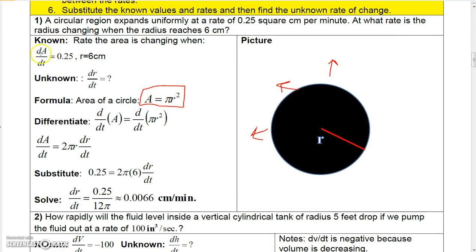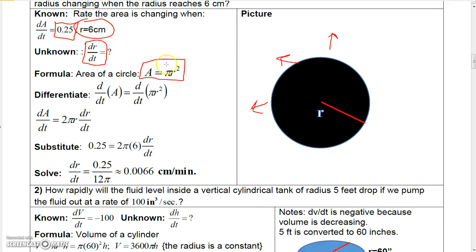Now, what is known? We know the change in area with respect to time is 0.25. And we want to know what rate the radius is changing with respect to time when the radius is 6. Now don't plug the 6 in yet, because you don't plug in the number till last. First thing I've got to do is find the related rates. So I need to take the derivative of this with respect to time. We already did that before, so you can go back up there and look at it if you need to. If you take the derivative with respect to time, you're going to get dA/dt equals 2 pi r dr/dt.